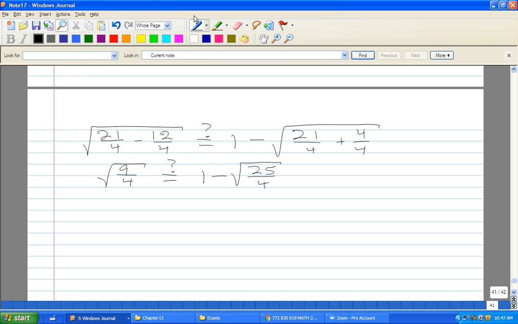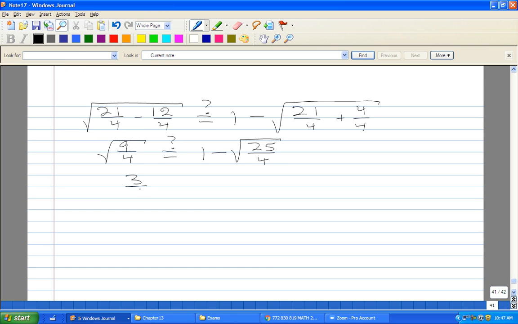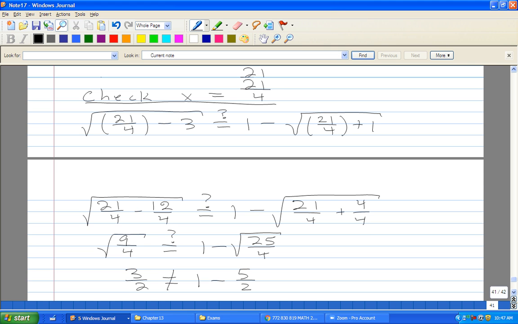Let's take the square roots. And so I have 3 halves is equal to 1 minus 5 halves. Well, no, that's not. Notice that it would be true if I changed the sign. So if one of the signs was changed, then it would be a true statement. And so I don't think it was an error in my algebra. I think it's just an extraneous solution. And so since this was the only possible solution, then this equation has no solution.